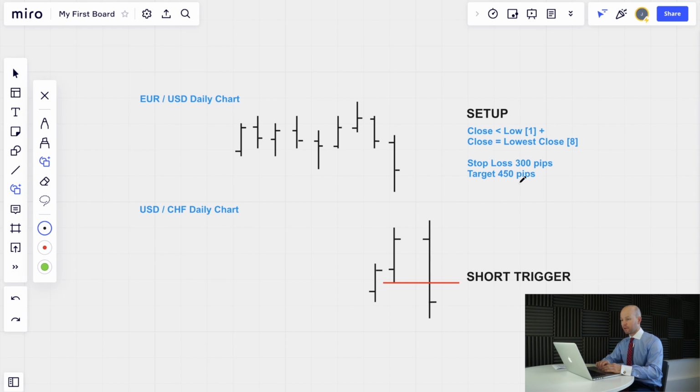I'm going to show you the results on the euro dollar strategy using the basic strategy. So when we see a buy setup, we are going to take buy trades. Then I'm going to show you the results for Swiss franc and Canadian dollar using the opposite trades. So when we see the buy setup on euro dollar, we go short on Swiss franc and Canadian dollar. All 3 markets are going to use the exact same settings here: the lowest close over the last 8 bars, 300 pip stop loss and a 450 pip profit target.